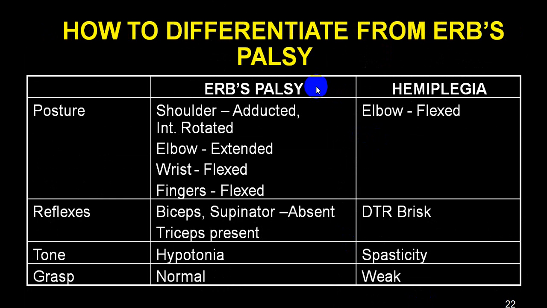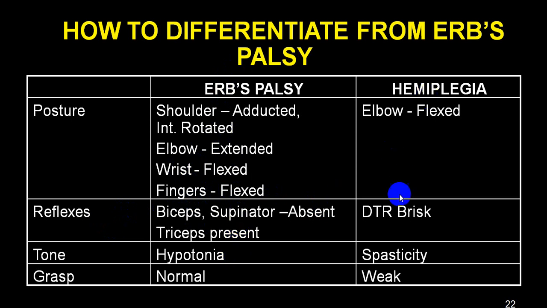In children you can come across Erb's palsy. In hemiplegia, the elbow will be flexed, while in Erb's palsy, the shoulder will be adducted and internally rotated, the elbow will be extended, the wrist will be flexed, and the fingers will be flexed. Typical posture. Reflexes: biceps and supinator will be absent, triceps will be present.